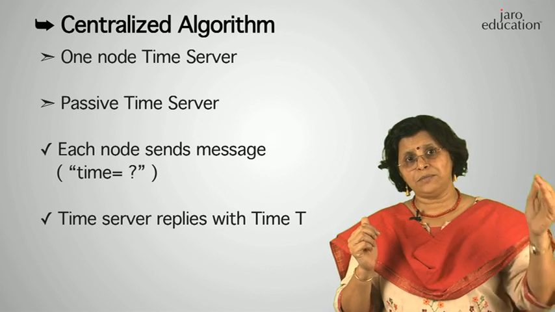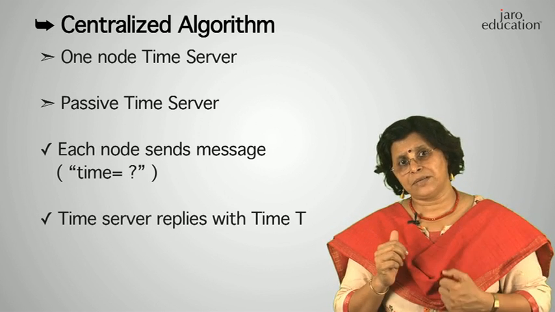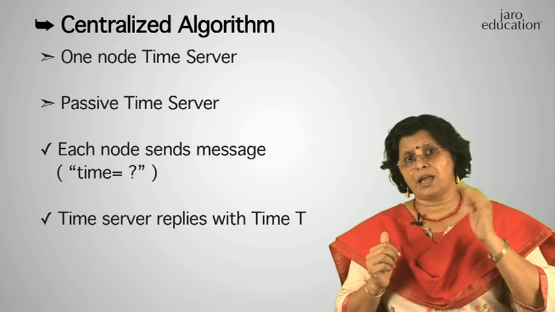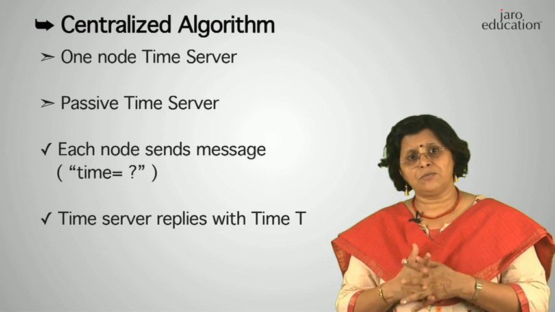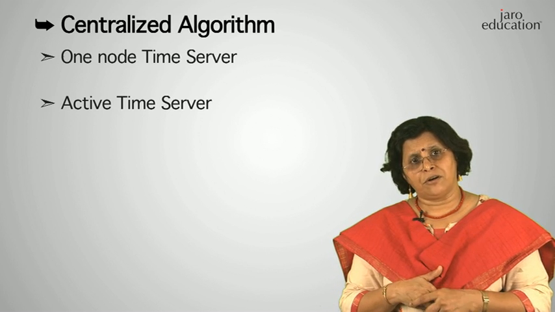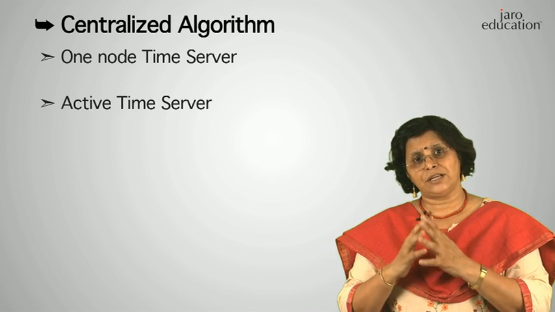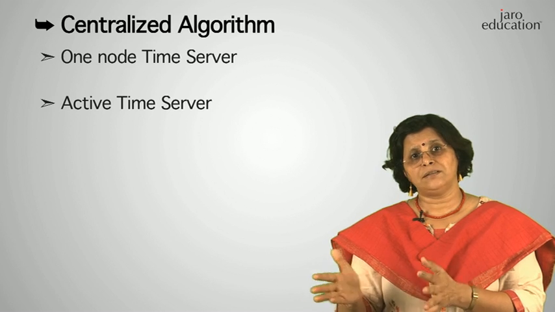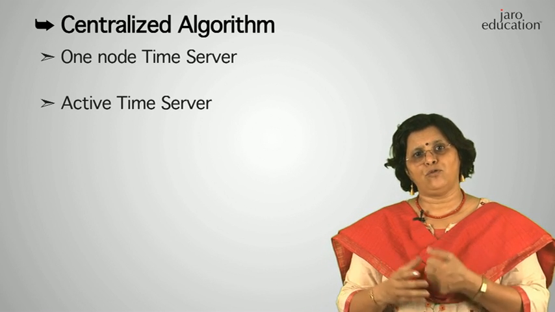Now when each of them does it, some of them may be very accurate in doing it, some of them may miss out some time. It is possible that time calculations may not have been done very accurately. So the other way of doing it is an algorithm called the active time server algorithm. In this algorithm, instead of everyone sending messages, because so many messages transferred over the network is going to become congested, create problems in the system, and other messages will not get space to flow.